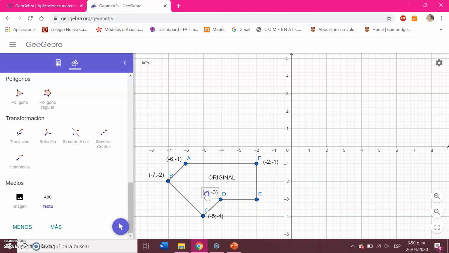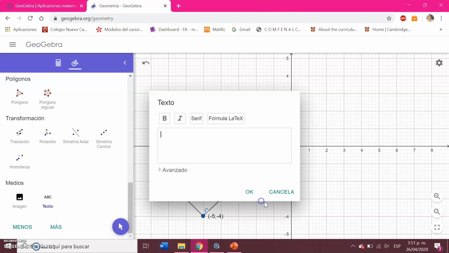Let me move it here. D. Okay, this is B. This is A. This is F. Now D, (-4, -3). Oh, it's here. Now E, (-2, -3).